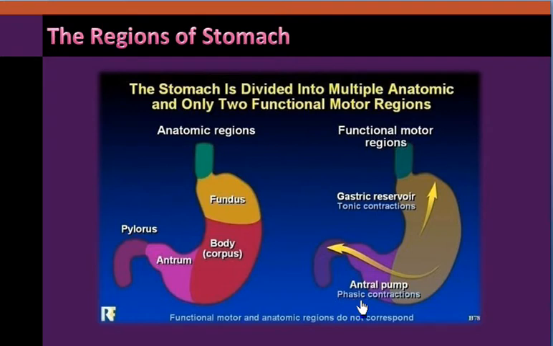The antrum and pylorus together act as a pump, and they have phasic contractions. Functionally, there are 2 types of contractions. One is the tonic contractions of the gastric reservoir. The second is the phasic contractions of the antral pump. Functional, motor and anatomical regions do not thus correspond directly.